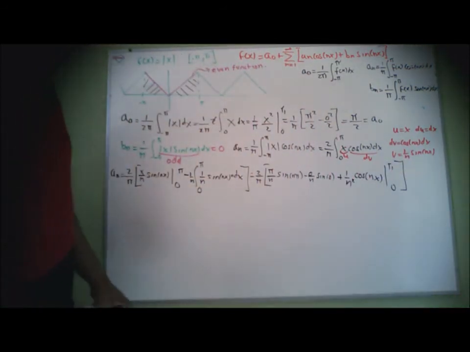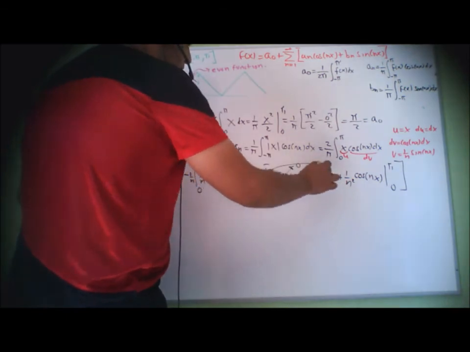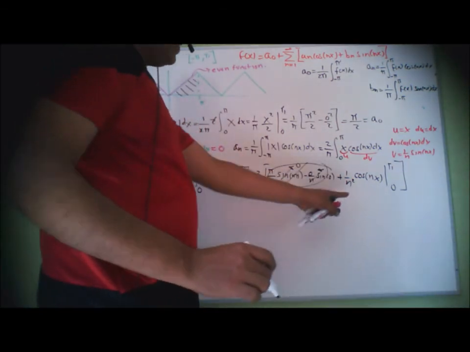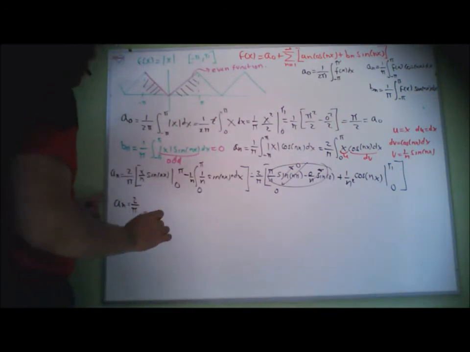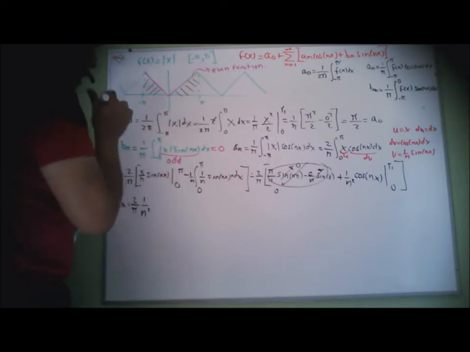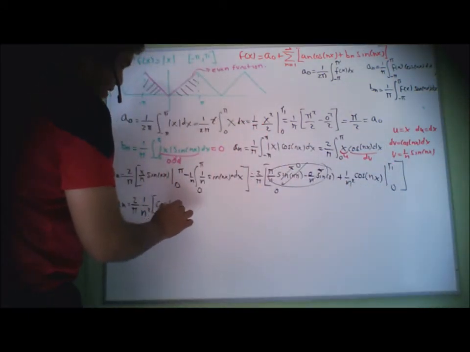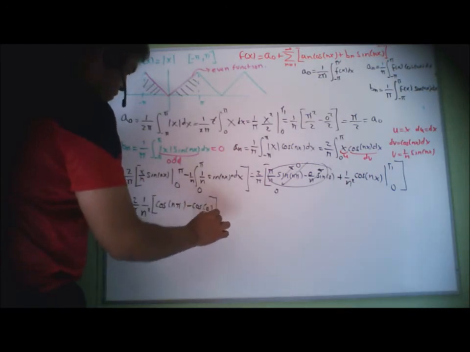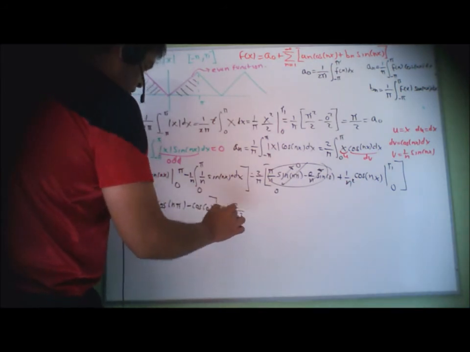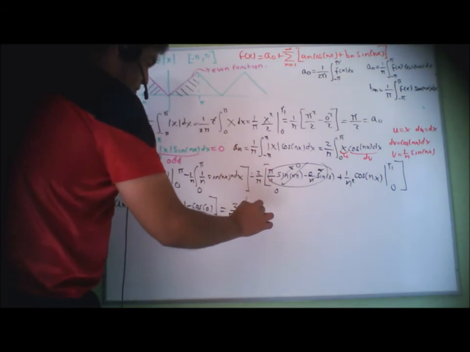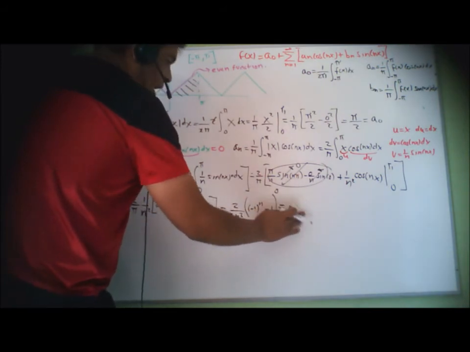Now remember, the sine of n pi is always 0, and 0 times the sine of 0 is 0, so all this part is just 0, except this part. So an is equal to 2 over pi, and then 1 over n squared. Now, let's do the evaluation of the upper limit minus the lower limit: the cosine of n pi minus the cosine of 0, and this becomes 2 over pi n squared. The cosine of n pi happens to be minus 1 to the power of n, and the cosine of 0 is 1. So this is the an coefficient.